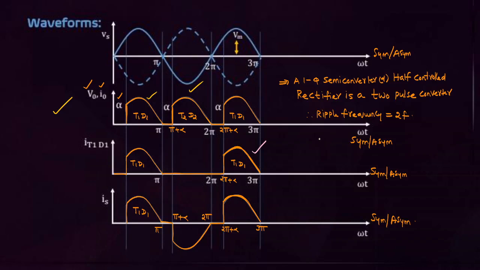Once it is a two pulse converter, what is the ripple frequency? 2f. Even the full wave rectifier is also a two pulse converter. Semi converter is also a two pulse converter. But the main difference is in the full wave rectifier all the devices are thyristors, but in semi converters, there is a combination of thyristors and diodes. And this is the thyristor current and diode current waveform, T1 D1 waveform, and this is the source current waveform. For resistive load, source current is a sine wave.